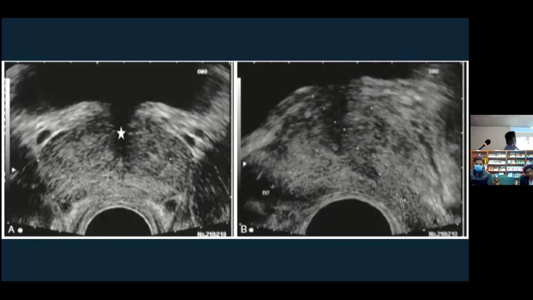So just generally, this is the transverse image, and this is the sagittal image. Here you can see the bladder, and this hypoechoic area shows the urethra. This is the sagittal image. This dotted line tells the longitudinal dimension of the prostate, whereas this dotted line tells the anteroposterior diameter.